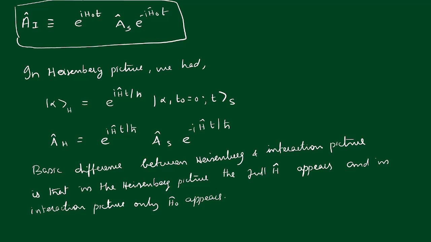That is, in the interaction picture both states and operators evolve. So in the Schrodinger picture only states evolve, in the Heisenberg picture only operators evolve. In the interaction picture both states and operators evolve. The operator evolution is governed by H0, the H0 part of the Hamiltonian, and the state evolution is governed by the rest of the Hamiltonian, the V part. Alright, that's the idea.